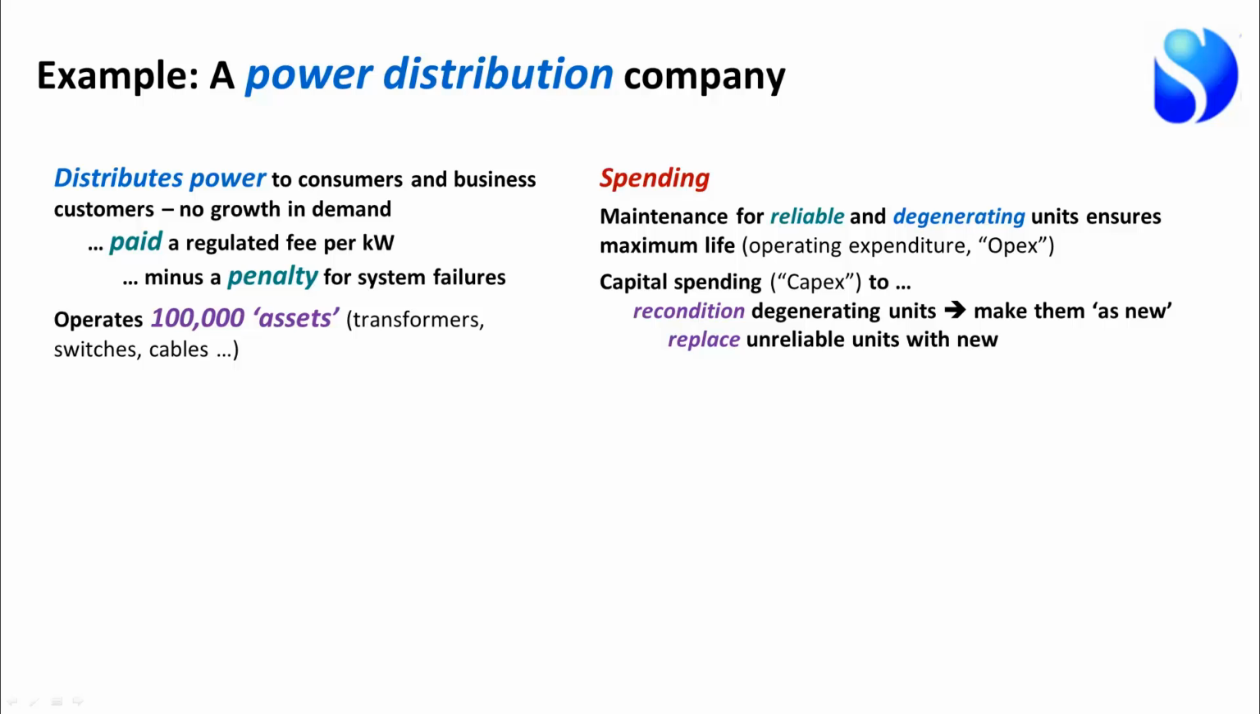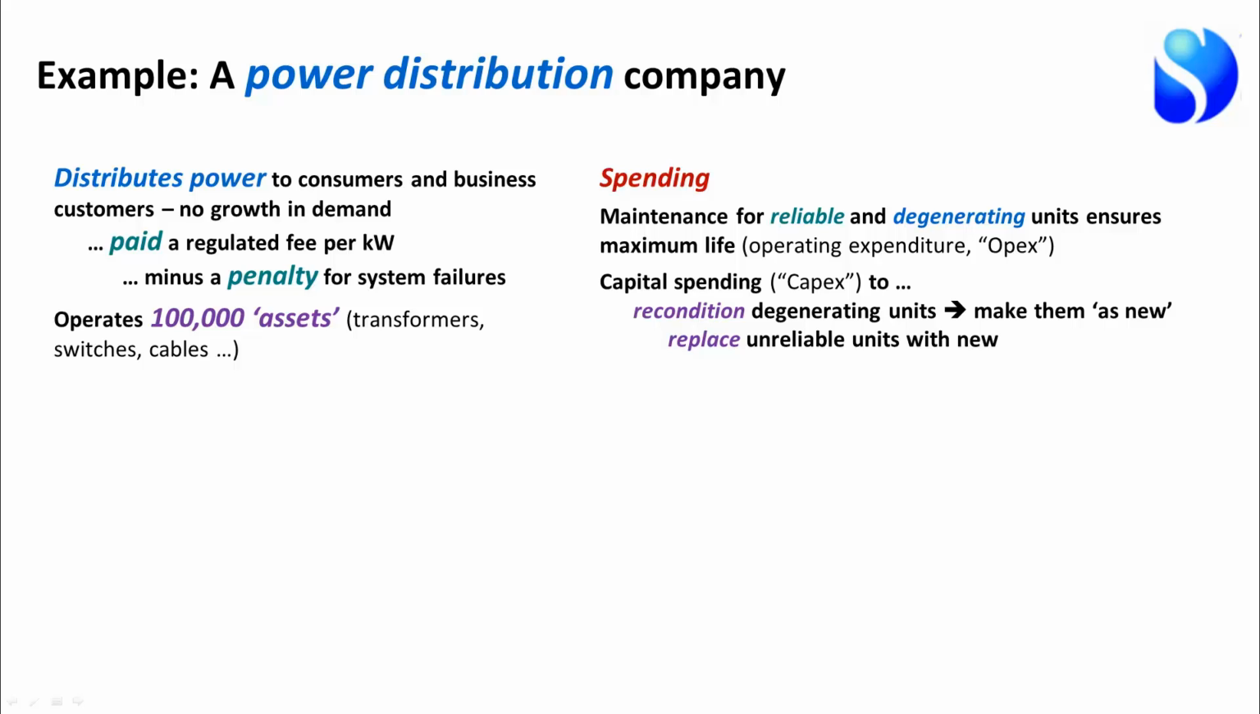The companies also spend capital, summarised as CAPEX, to recondition units that have degenerated. If you take a piece of equipment out, remove the bits that have failed altogether and put new bits back in, the whole unit is effectively like new again. It goes right back up to the top of the chain and can be reliable for a long period of time. The other type of CAPEX is on replacing unreliable units completely. They scrap them and buy shiny new ones.